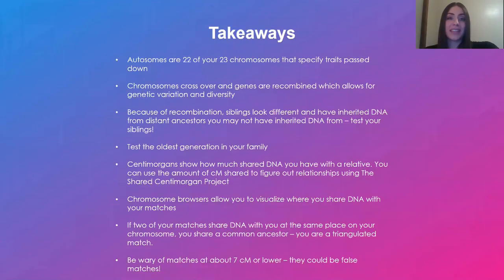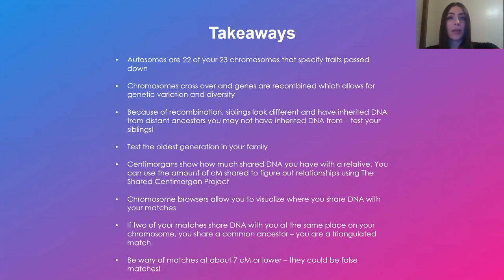Okay, so now to the takeaways. Today we talked about how the DNA test that you've taken is an autosomal DNA test and what autosomes are. We talked about the basics of inheritance and how chromosomes recombine. This helped us understand why our siblings have slightly different DNA and ethnicity results and why it could be useful for them to be tested. They might have inherited DNA from distant ancestors that you didn't inherit DNA from.